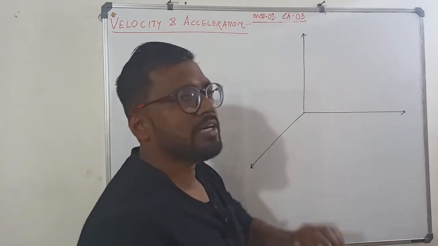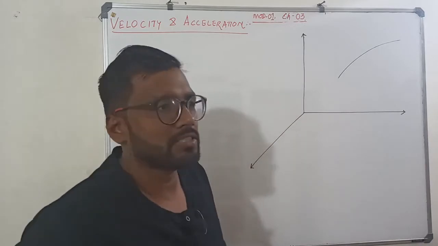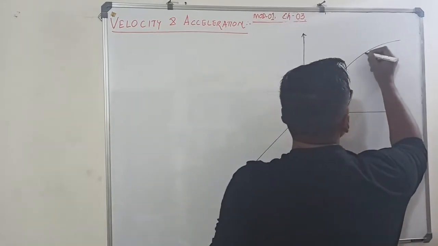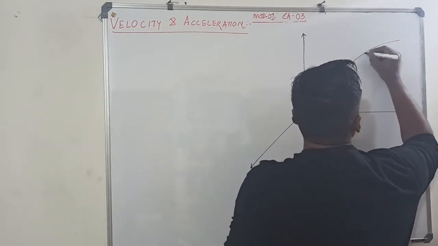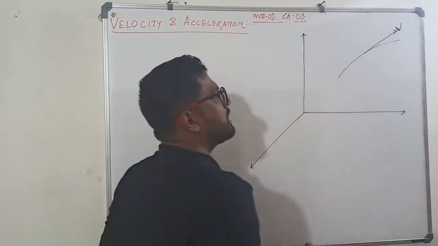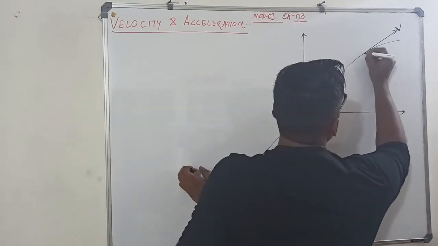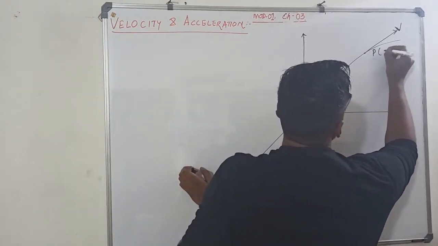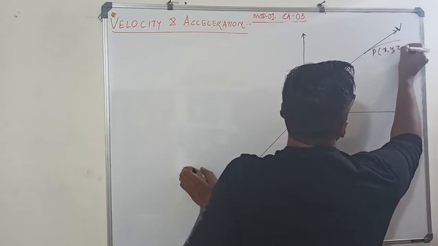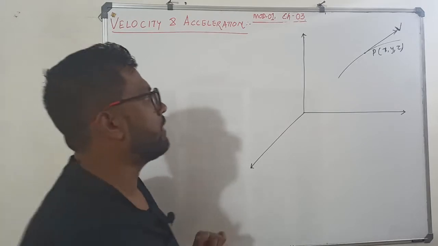Okay, so now let us say this is my streamline. Streamline we will be discussing in future classes. At any point on the streamline, the tangent gives the direction of the velocity. So this is my direction of velocity V, tangent to the streamline. Let us say this is the point P, whose coordinates are x, y, z.